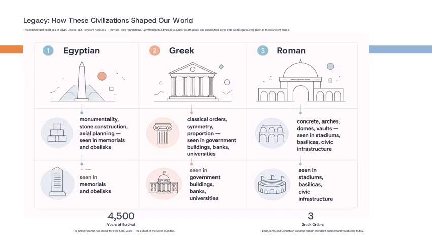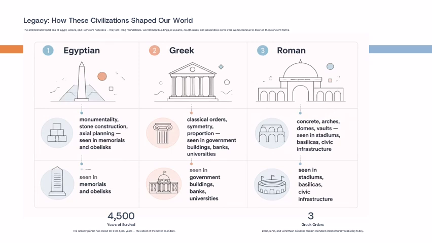So this is the legacy of how the Egyptians, Greeks and Romans shaped our world. That is how these civilizations shaped our world. First, the Egyptians contributed monumentality, stone construction and axial planning, seen in memorials and obelisks.